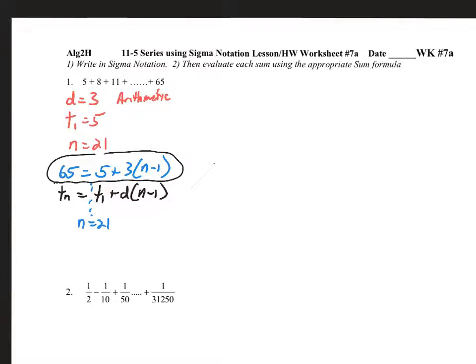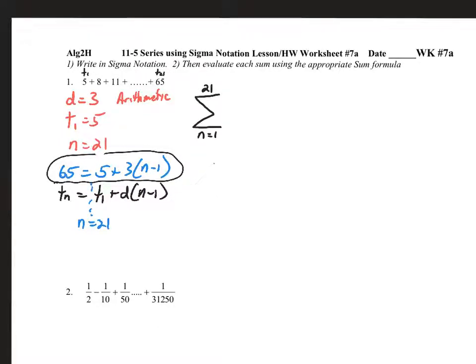Okay. So writing this in sigma notation, we start off by writing the sigma, capital letter sigma, Greek letter. And we know that we're going from the first term to the 21st term. This is T1, this is T21. So we're going to go from n equals 1 to 21.